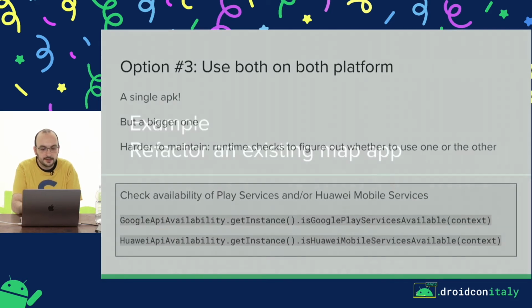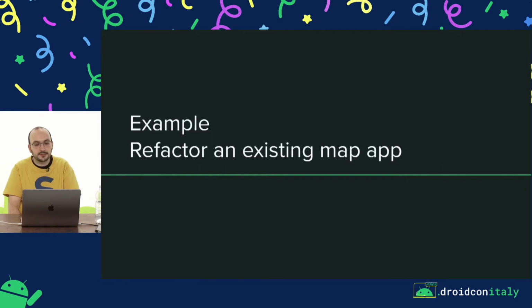And as I said before, we will see an example, or actually two examples. The first one is how can we refactor an existing map application. I focused on map because I think that it's the bigger feature that is different on the two platforms. But of course, this concept can be used for every library that we discussed.